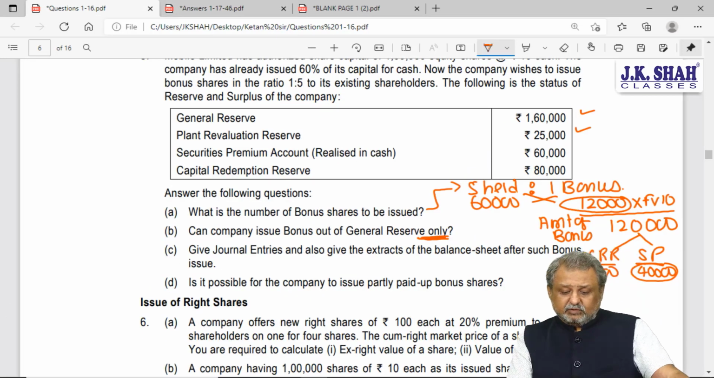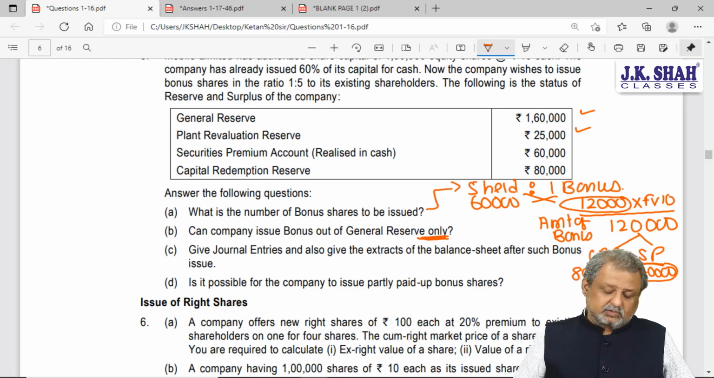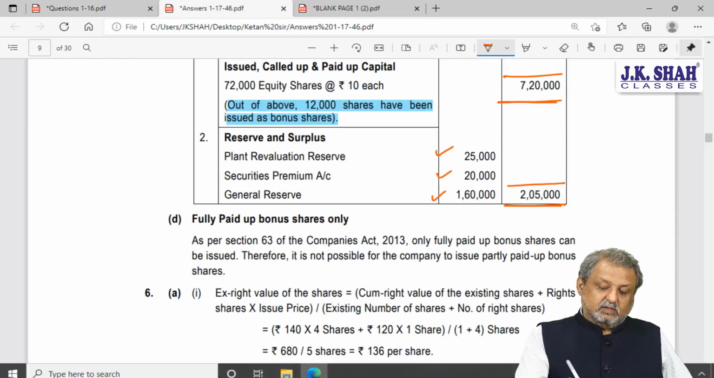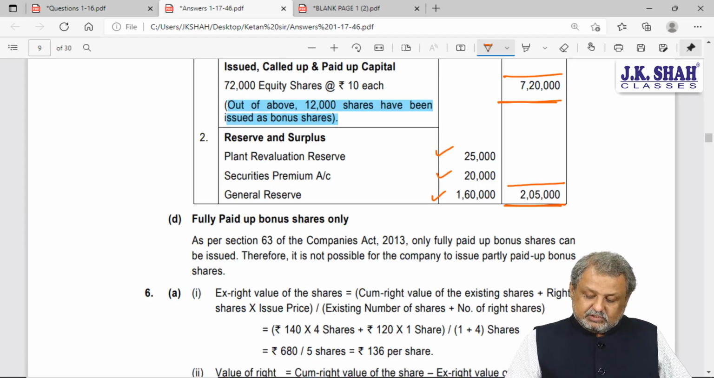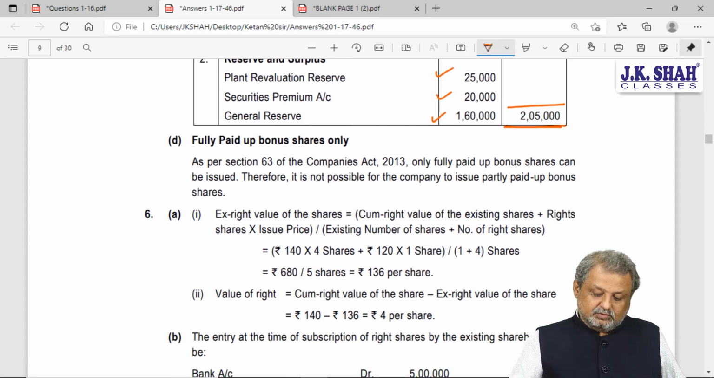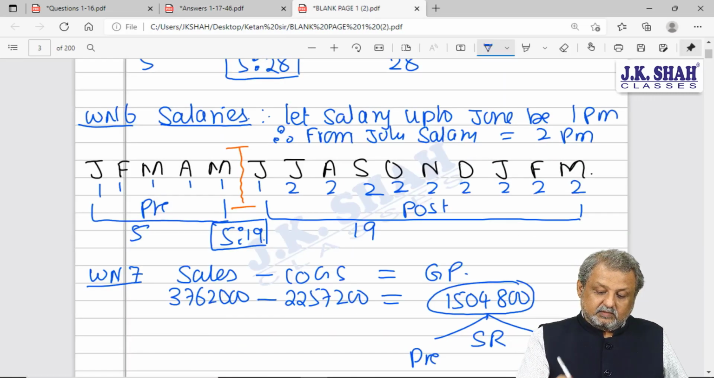Is it possible for the company to issue partly paid up bonus shares? No. Company cannot issue partly paid bonus shares. That is prohibited under section 63. Understood? Everybody? Very clear?